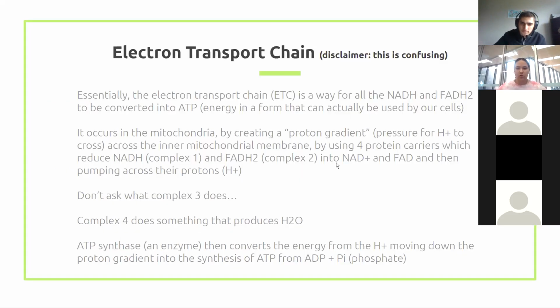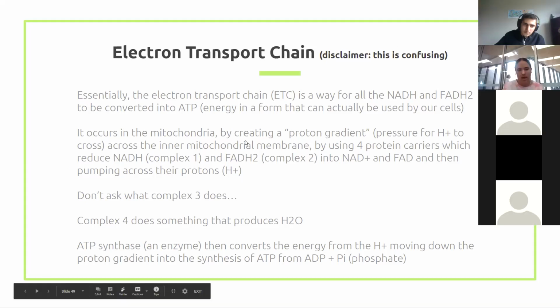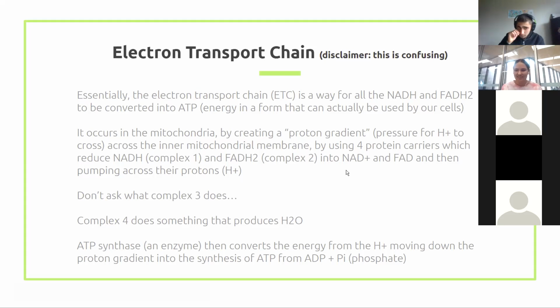Essentially, the ETC is a way for all the NADH and FADH2 to be converted into ATP, energy in a form that our cells can actually use. We're almost at the end, by the way. It occurs in mitochondria. Thank you, Gibby. Mitochondria is definitely the powerhouse of the cell. We love that.